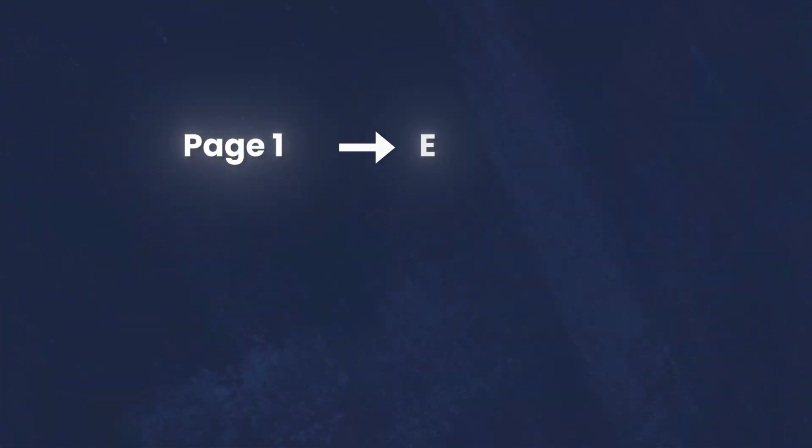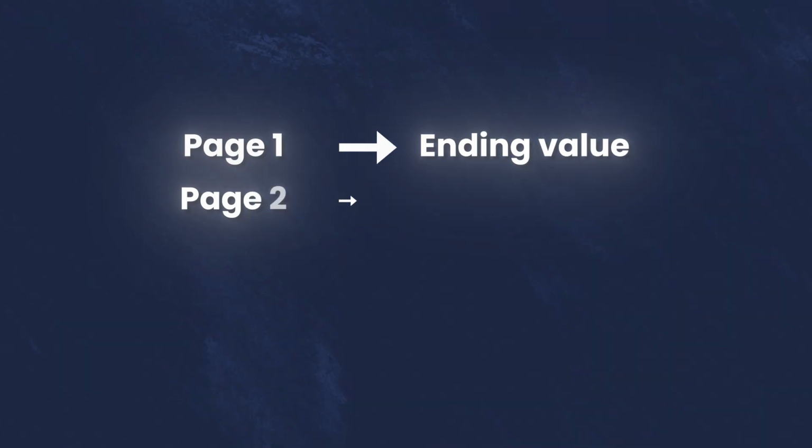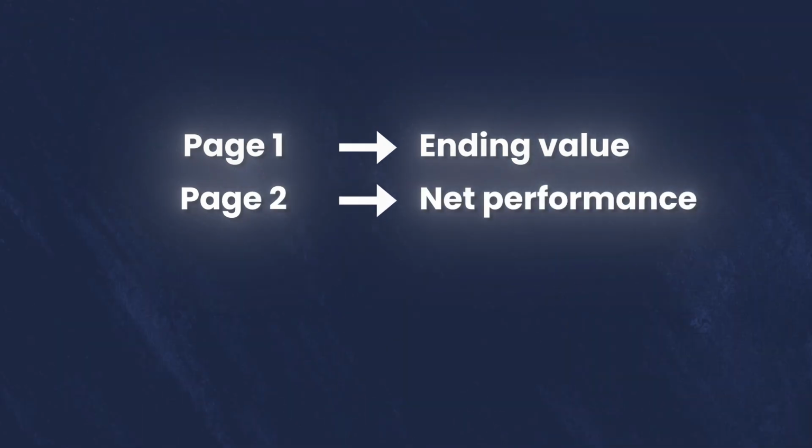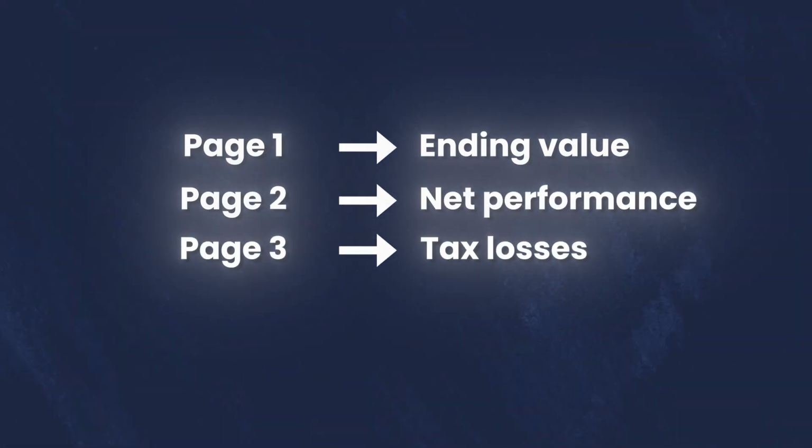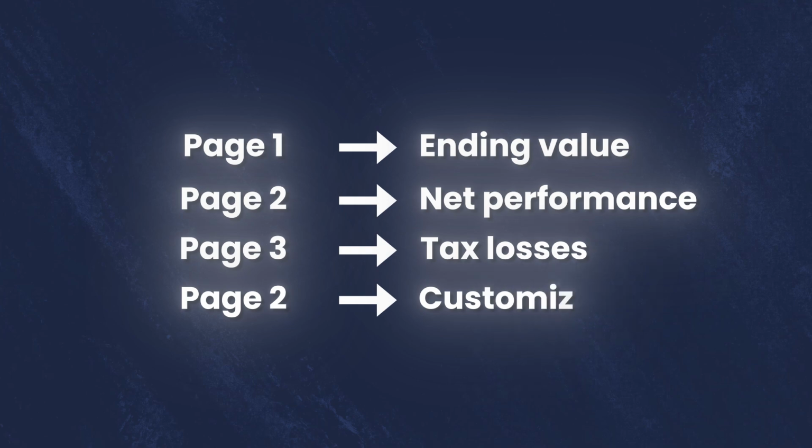liquidity you're looking for. So, when reviewing your own Flex SMA statement, page 1 for ending value, page 2 for performance net of fee, page 3 for tax loss harvesting, and page 2 again for customization. The goal here isn't just returns, it's growth, tax efficiency, and flexibility all working together.